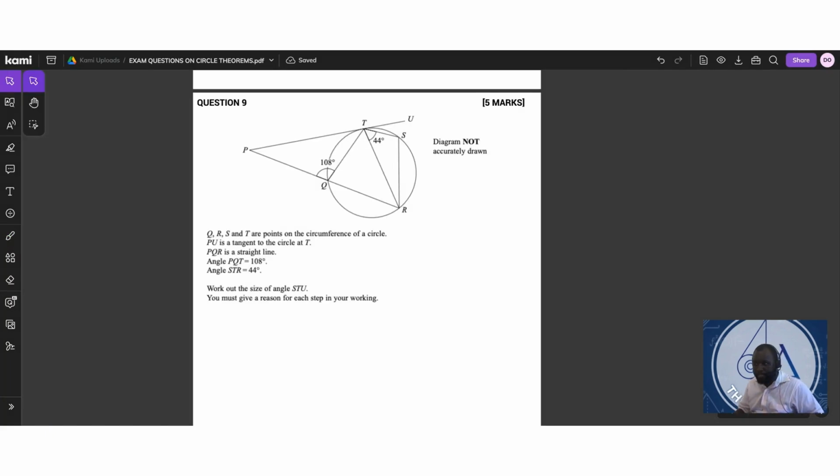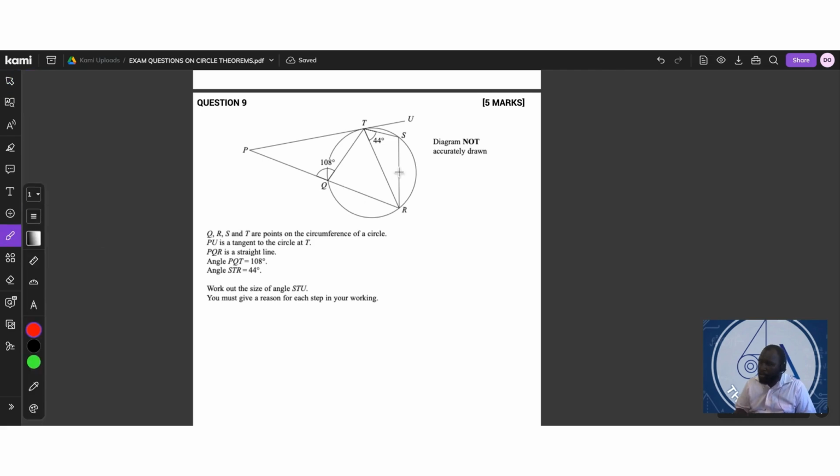Well, let's move on to question number 9. So here is question 9. In question 9, we are told Q, R, S, and T are points on the circumference of a circle. PU is a tangent, so now we have a tangent. PQR is a straight line. PQT is 108 degrees. Angle STR is 44 degrees. Work out the size of angle STU, giving a reason for each step of your working.